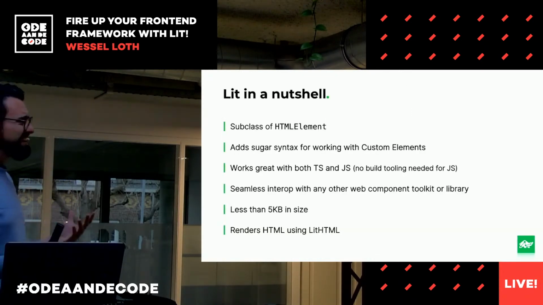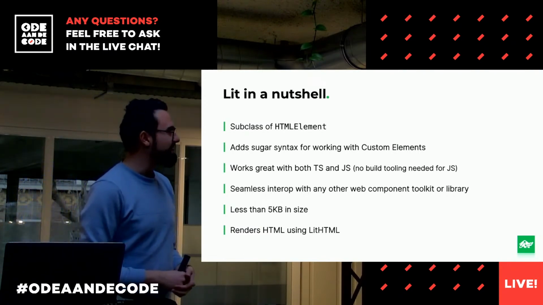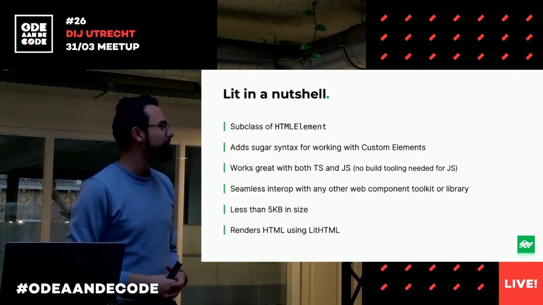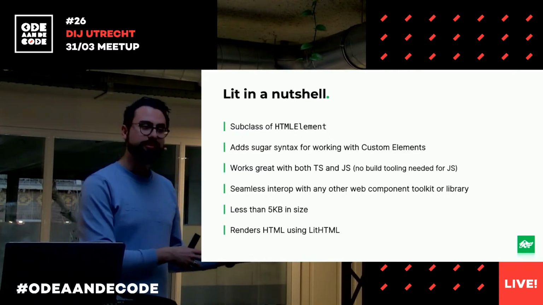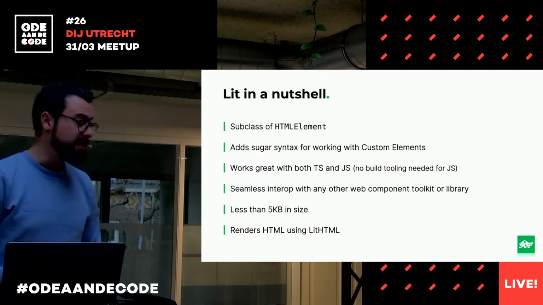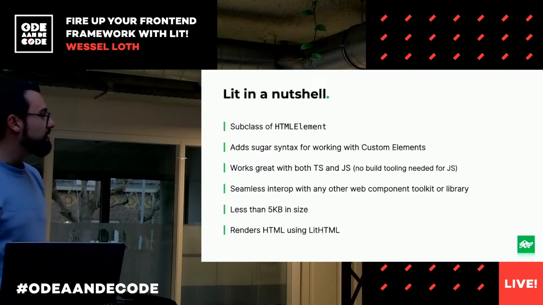So that's really the essence of how Lit is developed. So what's Lit in a nutshell? It's a very small library. It's basically one main thing and a bunch of stuff surrounding it. It's a subclass of HTML element. You saw it earlier. If you want to create a custom element, you inherit HTML element. Lit is no different. It's just a subclass adding new features. Of course, it adds a lot of sugar syntax.